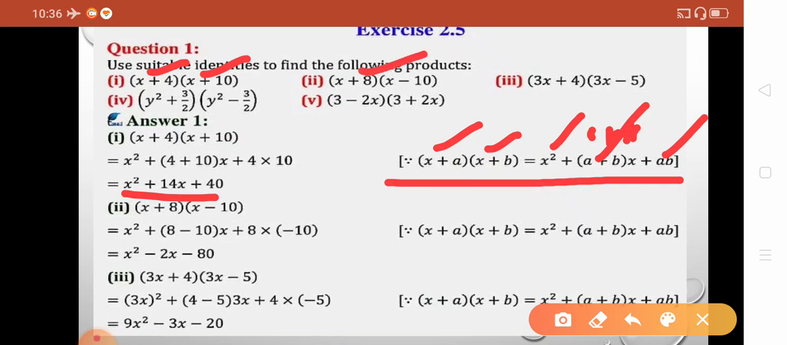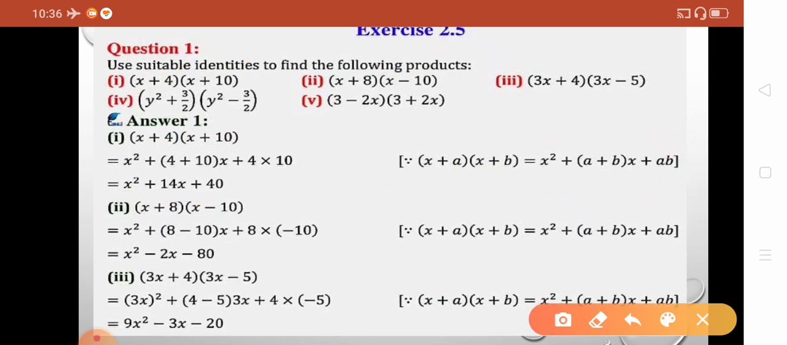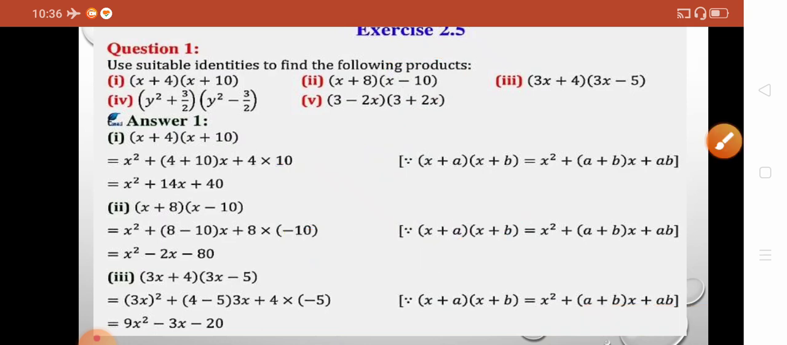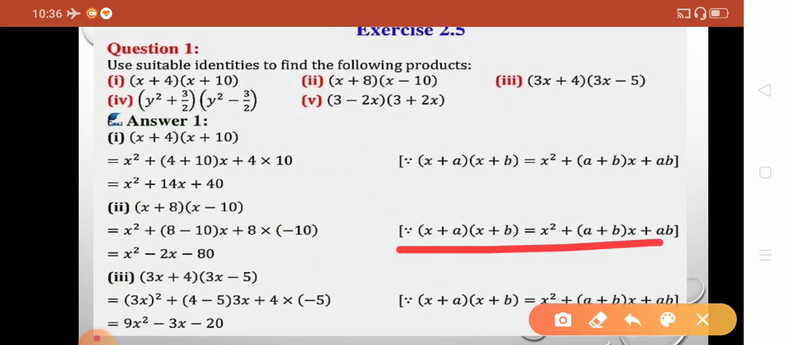In a similar way you have to open this formula: x plus a x plus b. Again here the value of a is 8 and the value of b is minus 10. You should keep in mind, whenever x minus is given you have to take the minus sign with the number. So the b value is minus 10. Similarly you put the values in the formula, and we will get the answer as x square minus 2x minus 80.